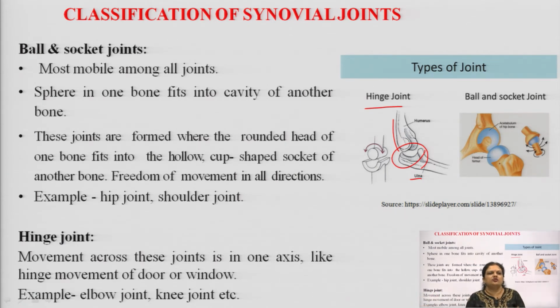Then coming to the hinge joint, it is movement across the joint in one axis. The hinge joint only provides movement of the bony structures in a single direction, in a single axis, like the hinge movement of a door opening and closing. You will see in your home also, the door and the window will open in one direction. So, the elbow joint and the knee joint are examples of hinge joints.